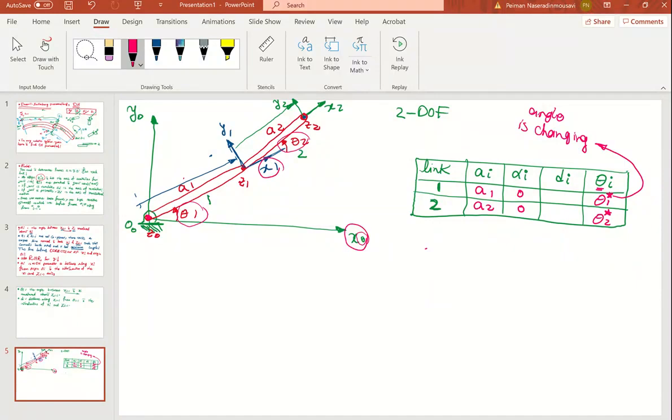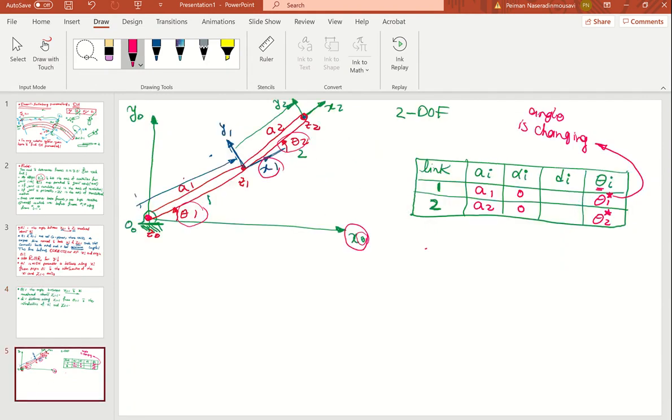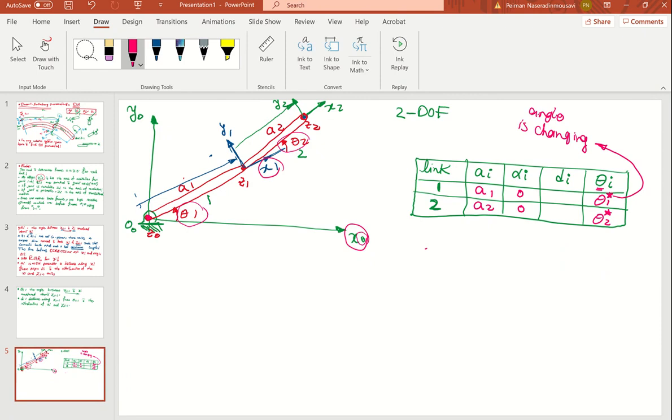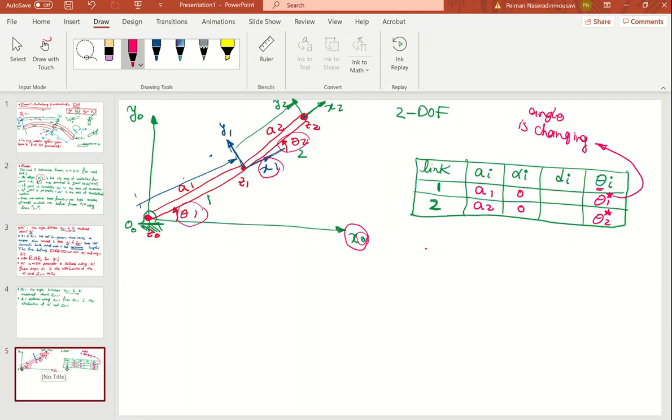So now, what is d_i? Based on the definition, d_i is the distance along z_{i-1} from the origin of the previous frame to the intersection of x_i. Look here, along z0, the distance from the origin O0, along this axis out of the page, to the intersection of x_i and z_{i-1}. The x_i intersection is going to be here. Do we have any offset between them? No, so it is 0.